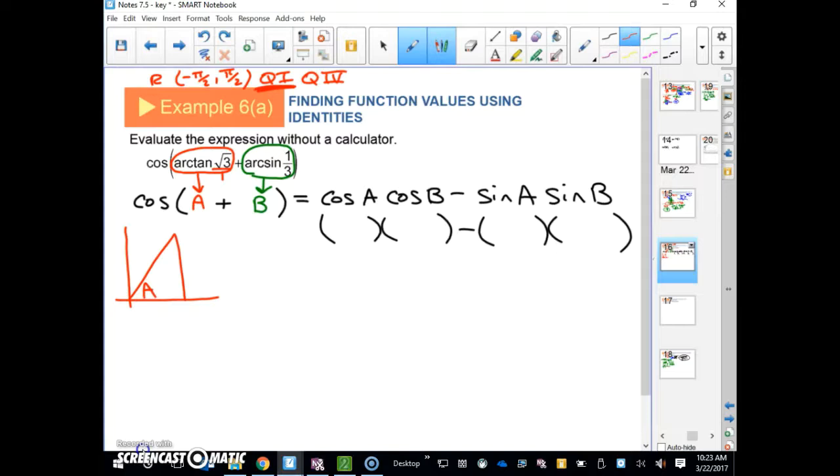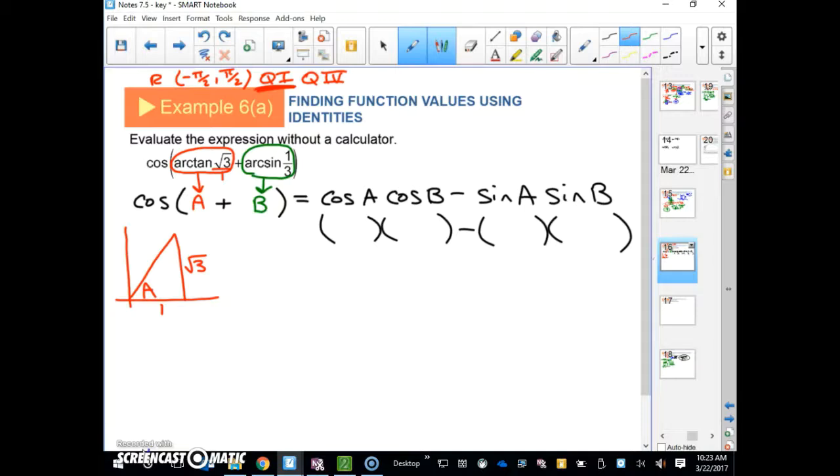This is angle A. Make sure you label it. I'm seeing a lot of students that aren't labeling their angles. Make sure you label this. Okay? Tangent, inverse tangent, we know that the tangent ratio is y over x. So your square root of 3 over 1, let's label that y over x right there. And then we can do Pythagorean theorem to figure out the missing side.